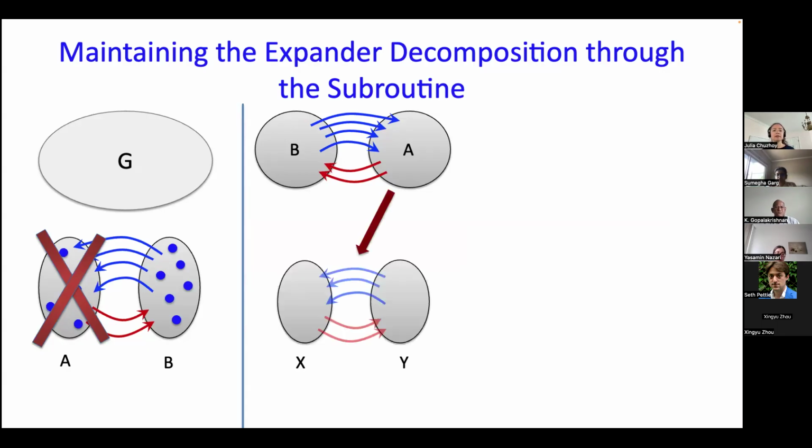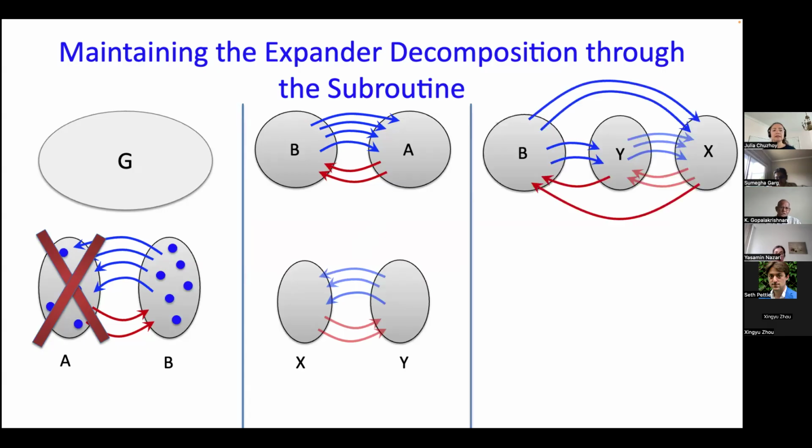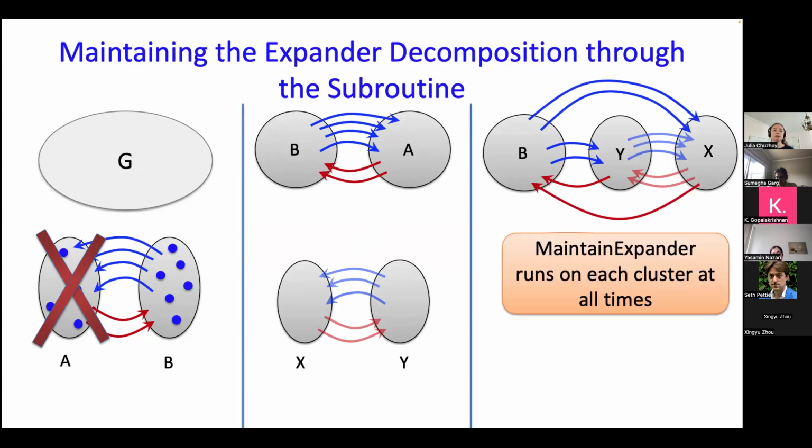Maybe later we get a sparse cut XY of A. Now we replace A with Y and X, again in this order to ensure that there are few right to left edges. And at all times, we're going to run this maintain expander on each one of the clusters.